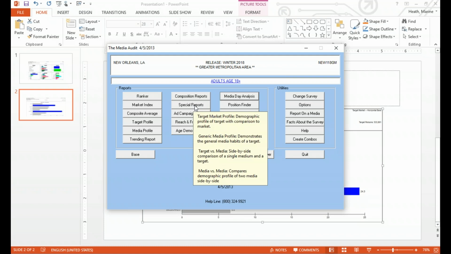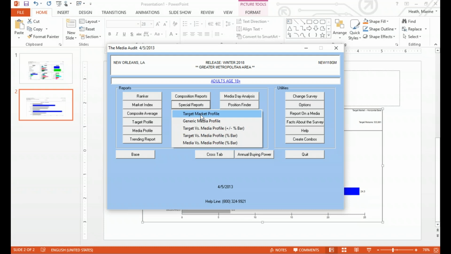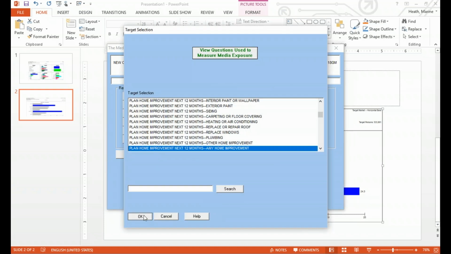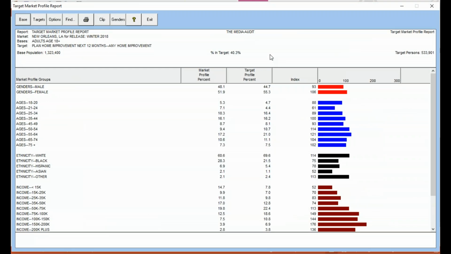Before we go into crosstabs, quickly, this can guide you and maybe jog some new ideas in your head, so that when you get into crosstabs, you're not overwhelmed with the data and you have an idea of what you want to delve into. So let's go into special reports, target market profile, hit OK here. What you're now seeing is that macro overview of what a person looks like. You get a gender breakout, you have an age breakout, you have income, education, you got all of that.